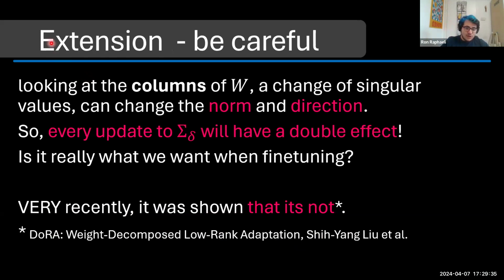אז קודם כל, אם אנחנו מסתכלים על העמודות של W, שמים לב ששינוי בערכים הסינגולריים משנה גם את הנורמה וגם את הכיוון של העמודות האלה. כשאנחנו מעדכנים את אותו סיגמה דלטה, יש לנו אפקט כפול, גם נורמה וגם כיוון. ואני שואל: האם זה באמת מה שאנחנו רוצים כשאנחנו עושים פיין-טיונינג?